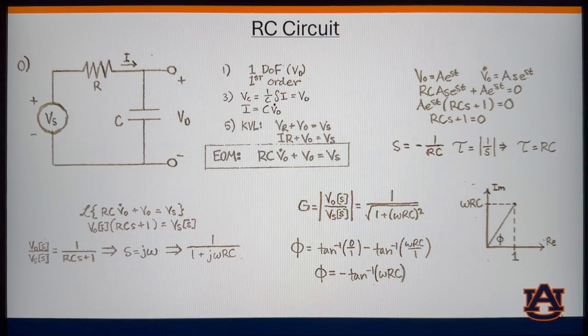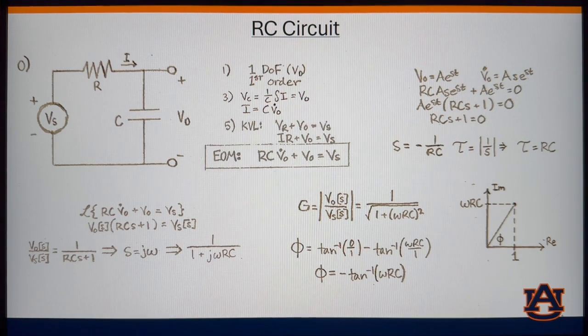There's two ways to go about solving for the characteristic equation. You can guess and check A e to the st and take a derivative of that. So VO dot equals A s e to the st. Substitute both of those back into your EOM and factor out A e to the st, and dividing through by that gives you the characteristic equation RCs plus 1 equals 0. Solving for our eigenvalue s, we get -1 over RC.